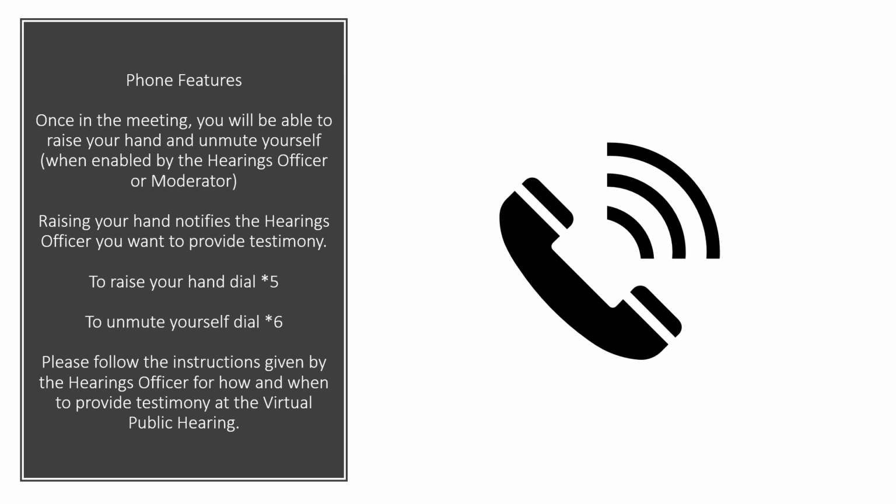List of phone features. Once in the meeting, you will be able to raise your hand and unmute yourself when enabled by the hearings officer or the moderator. Raising your hand notifies the hearings officer that you want to provide testimony. To raise your hand, dial *5. To unmute yourself, dial *6. Please follow the instructions given by the hearings officer for how and when to provide testimony at the virtual public hearing.